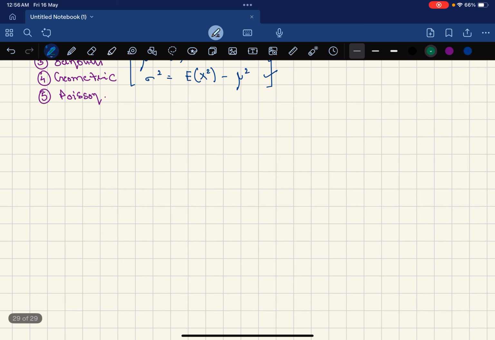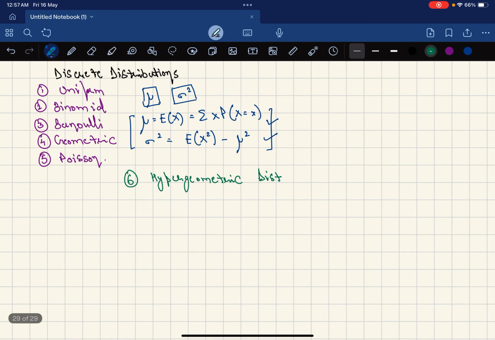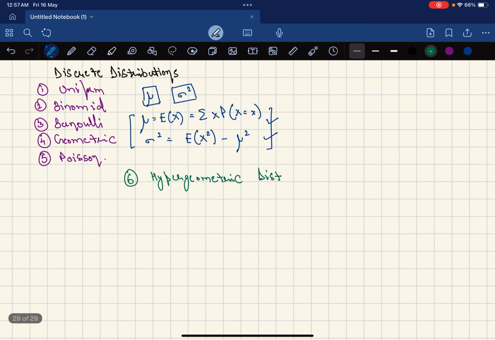So the first one, which is our sixth discrete distribution now, is something called a hypergeometric distribution. Now we'll try to differentiate this hypergeometric distribution from binomial distribution. So we'll see how it is different from a binomial distribution, because there are certain similarities between the two of them.